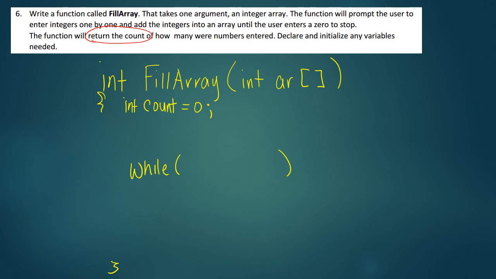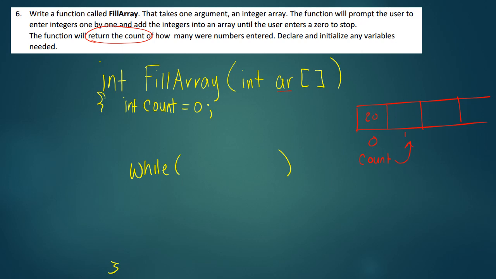If we have our array, let's draw a little array over here. This is our array. Does it say what the name of the array is? Oh, we have it right here. It's our argument, AR. And count will keep track. So the first time, count is going to be 0. And then if we put a number in here, say we put the number 20, then count is going to move here, and then count will be 1.